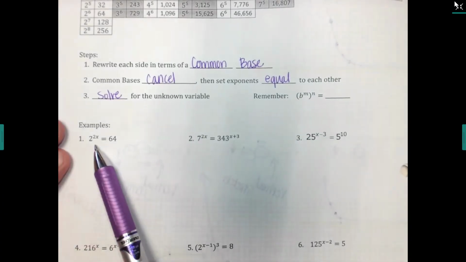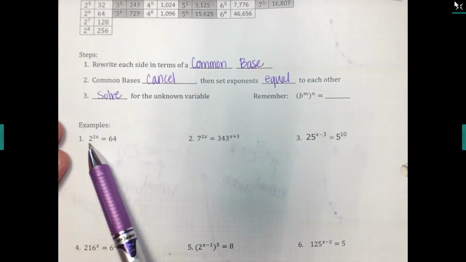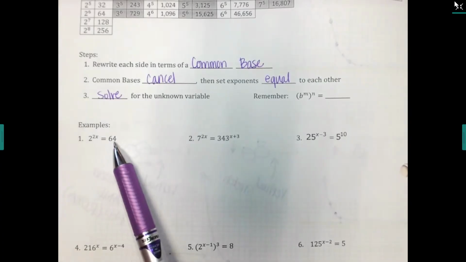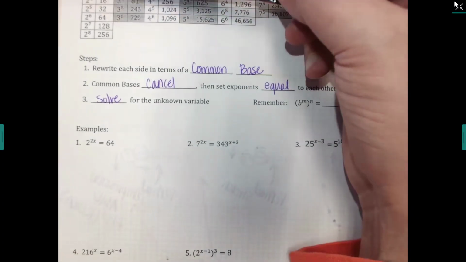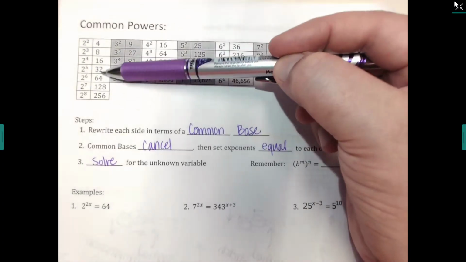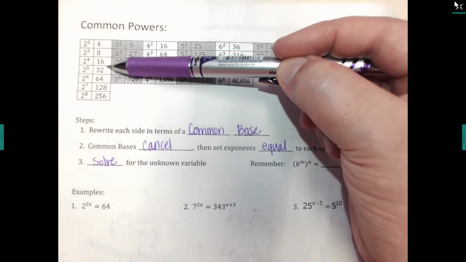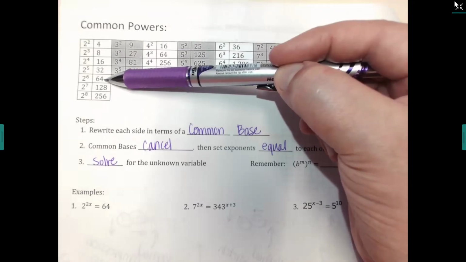On the left side, I have a base 2. Now base is referring to like the big number at the bottom. So I want to turn my 64 into a base 2 as well. So I'm going to look in my 2's chart. Do you see 64? 64 is the equivalent of what? 2 to the 6. So then I'm going to switch this to a 2 to the 6.